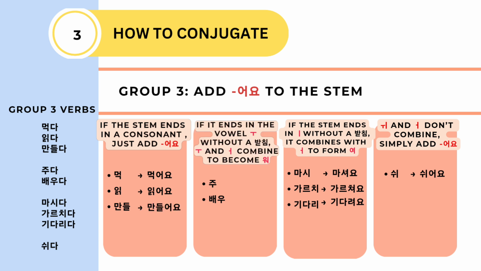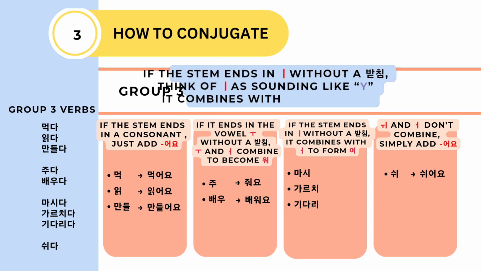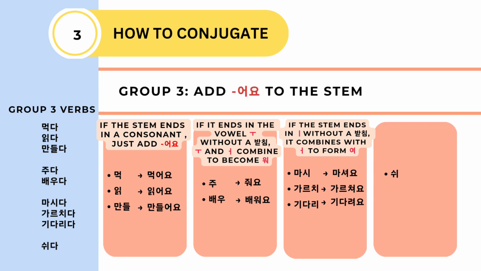If it ends in the vowel 우, without a 받침, 우 and 어 combine to become 워, then you add 요. 주다 줘요, 배우다 배워요. Here's a tricky one. If the stem ends in 이, without a 받침, think of 이 as sounding like y. It combines with 어 to form 여. 마시다 마셔요, 가르치다 가르쳐요, 기다리다 기다려요.